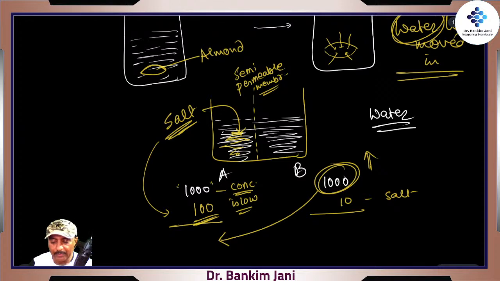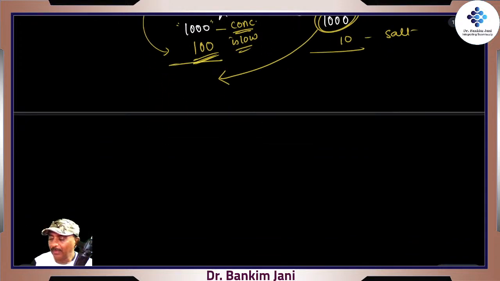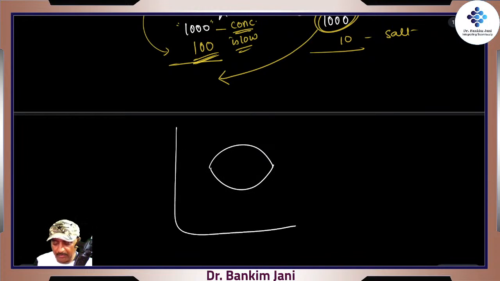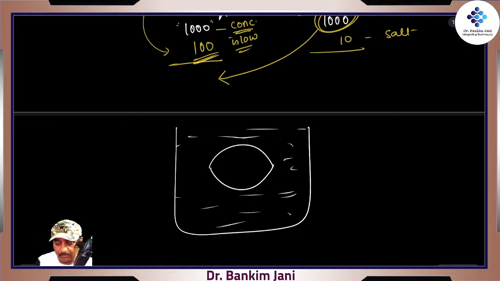This is how we understood scientifically. What happened in that badam, in that almond? Surrounding there was so much of water. There must be some water even inside, but inside the almond there are so many electrolytes, right? It's full of electrolytes. So there is relatively less water.